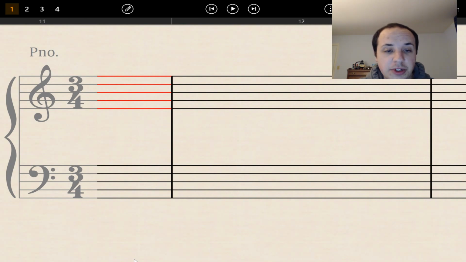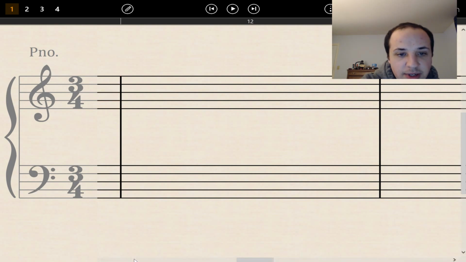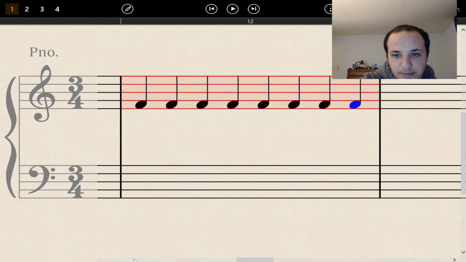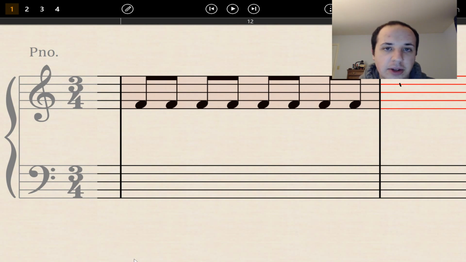Okay, so the next thing I'm going to do is write out some of these kinds of notes. Okay, so now we have eighth notes. Do we have the correct amount of eighth notes in this measure? I'll let you think about it, of course.